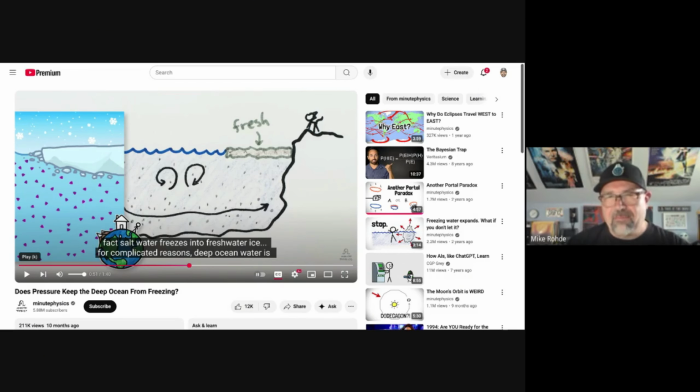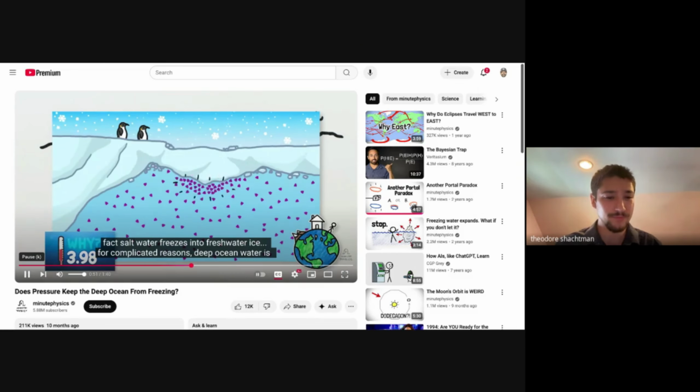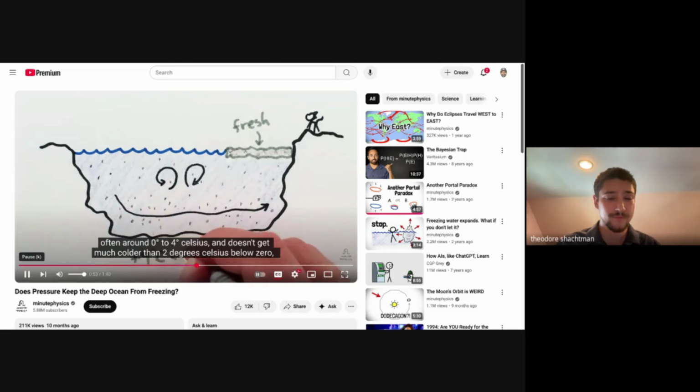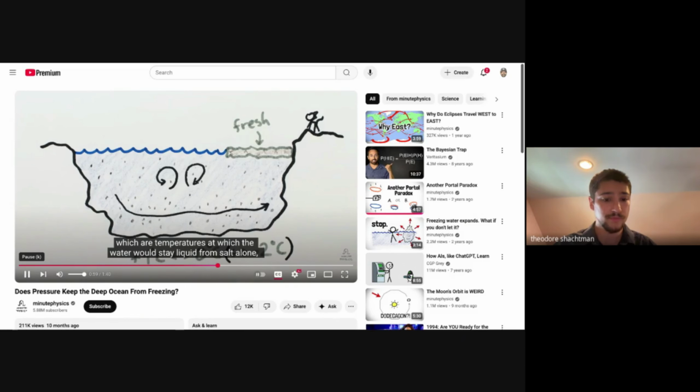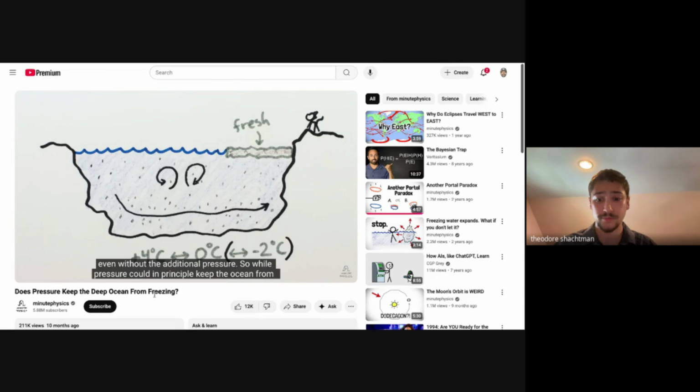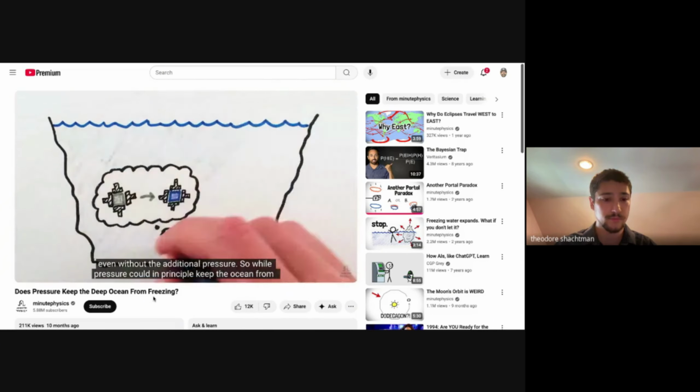Okay. For complicated reasons, deep ocean water is often around 0 to 4 degrees Celsius, and doesn't really get much colder than 2 below zero. These are temperatures at which the water would stay liquid from salt alone, even without the additional pressure. So while pressure could in principle keep the ocean from freezing, it doesn't really get a chance.